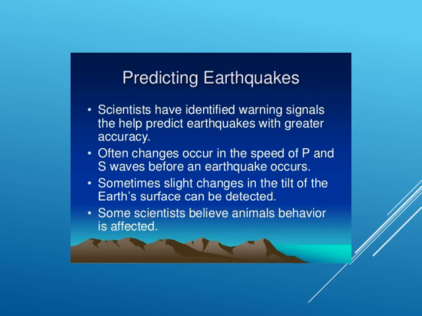The next is the theory of plate tectonics. This is another means of prediction on scientific lines. The Japanese use the method of measuring changes in the sea level and variations in the Earth's magnetic field to predict earthquakes. Sometimes the scientists say that animals start to behave abnormally before the arrival of the earthquake. Sometimes there is a slight change in the tilt of the Earth's surface which can be detected.